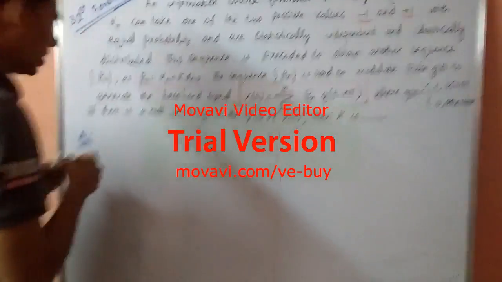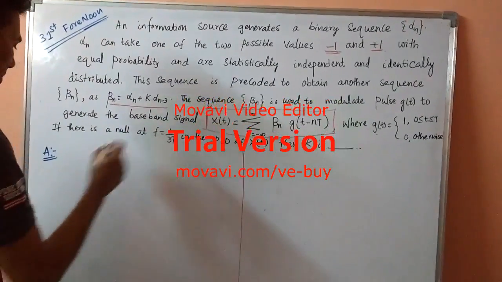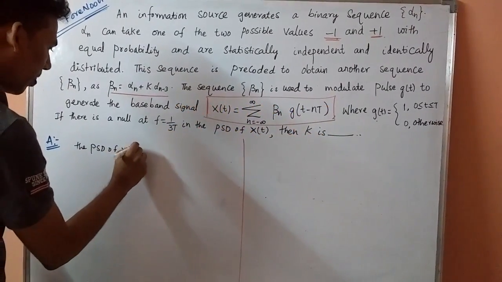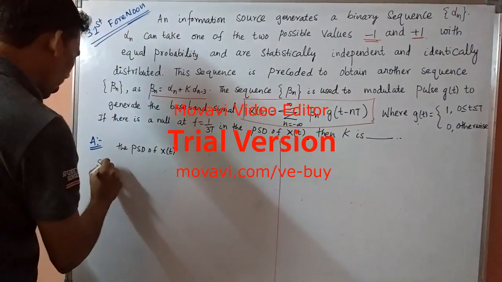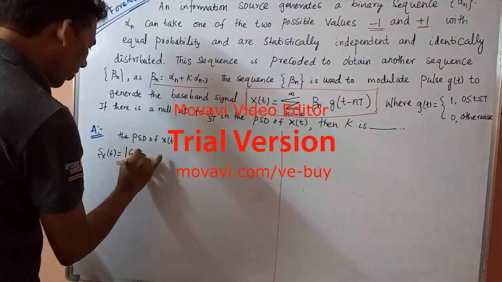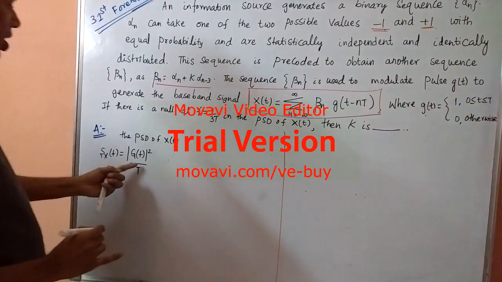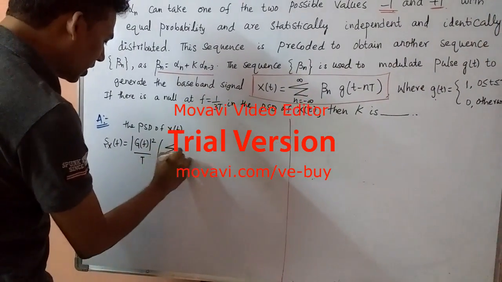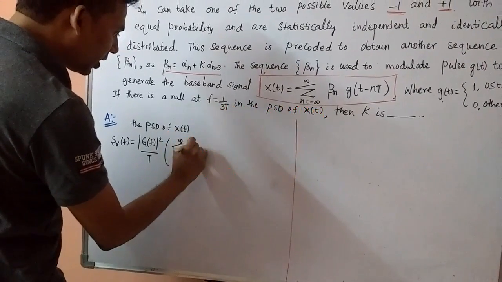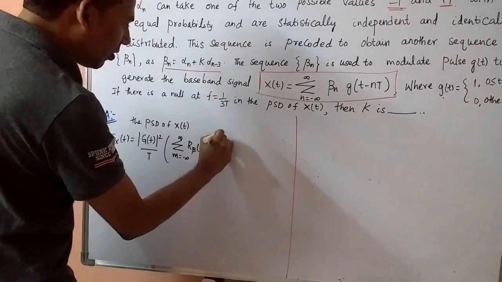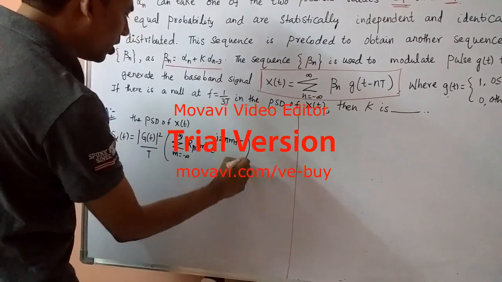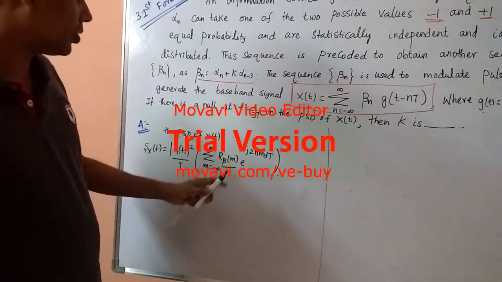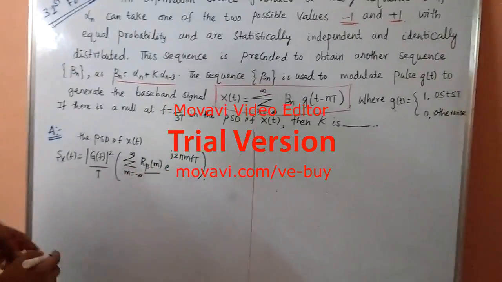Now we will follow step by step. For a baseband signal capital X of t, the power spectral density S of f equals mod of capital G of f whole square by T, where G of f is the Fourier transform of the pulse, multiplied with summation m equal to minus infinity to infinity of r beta of m into e power j 2 pi m f capital T, where r beta of m is the autocorrelation function of the random sequence beta n.